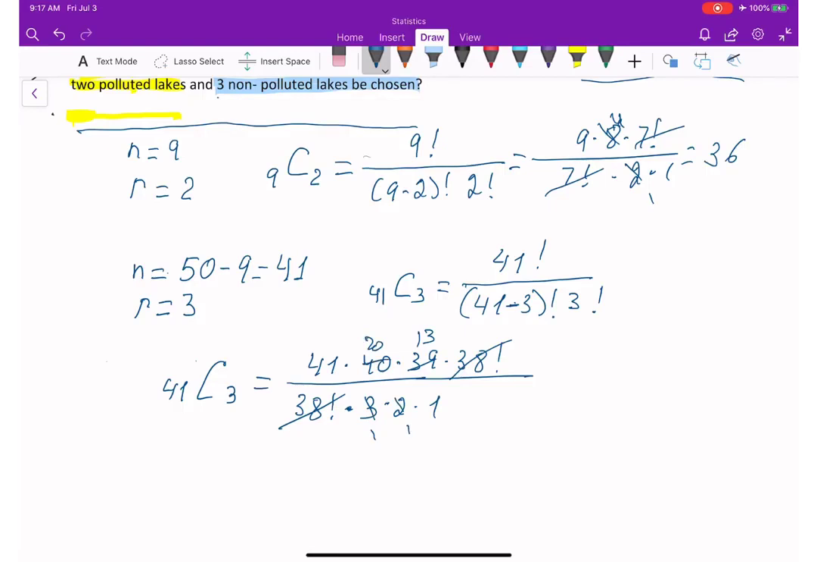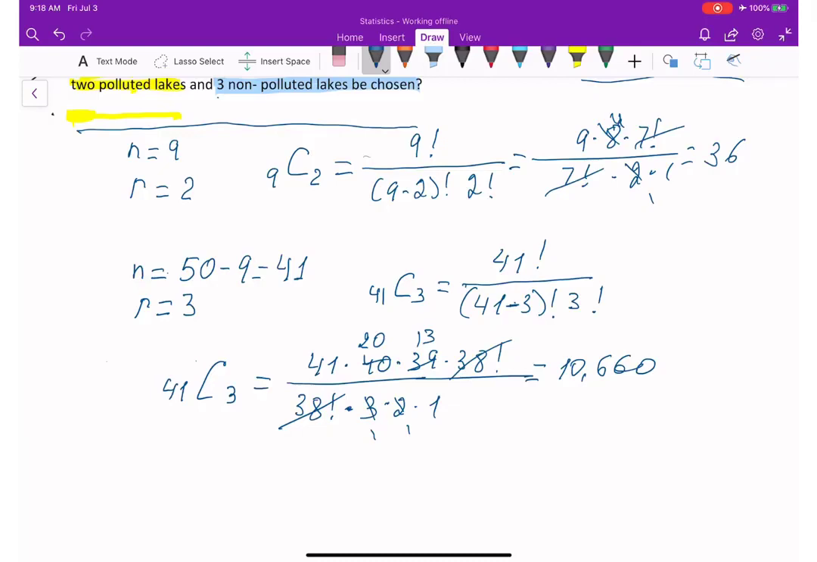And as a result, please multiply for me 41 times 20 times 13. So 41 times 20 times 13, it's going to be 10,660. Yes, you are correct. So 10,660 combinations we can create out of 41 based on 3 elements as a selection.